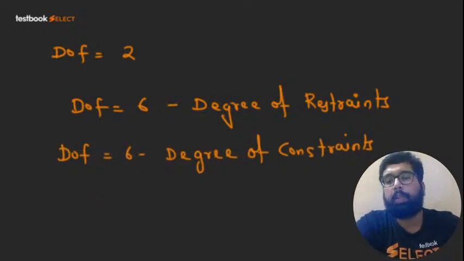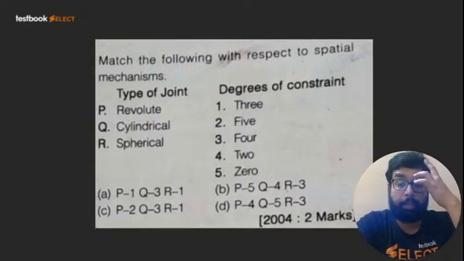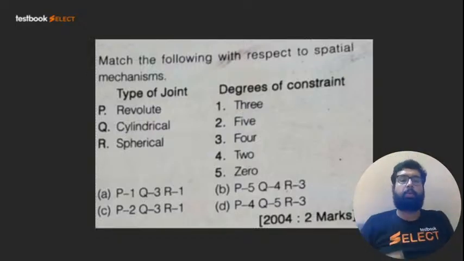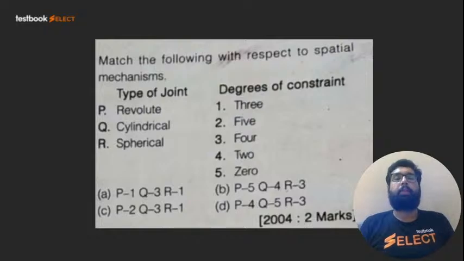So I hope this question is clear to you. How can we imagine the degree of freedom of this body? So let's do this question. This is a GATE previous year question. Let's try to solve this.